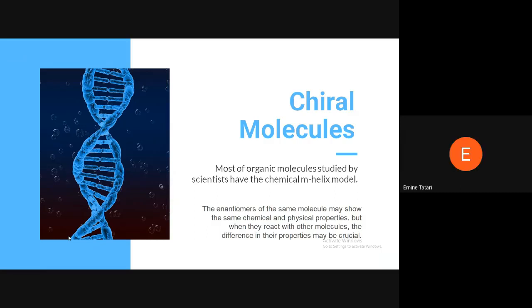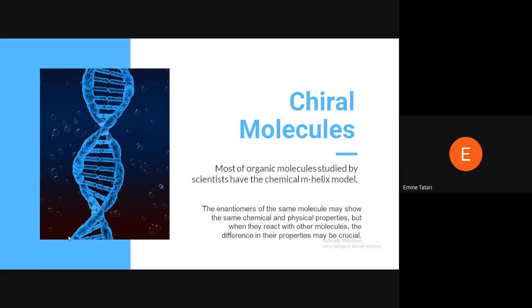We gave examples of chirality in our everyday life, and now we have studied chirality in chemistry. Most organic molecules studied by scientists have the chiral model, as in our everyday life examples. The enantiomers of the same molecule may show the same chemical and physical properties, but when they react with different molecules, the difference in their properties may be crucial.